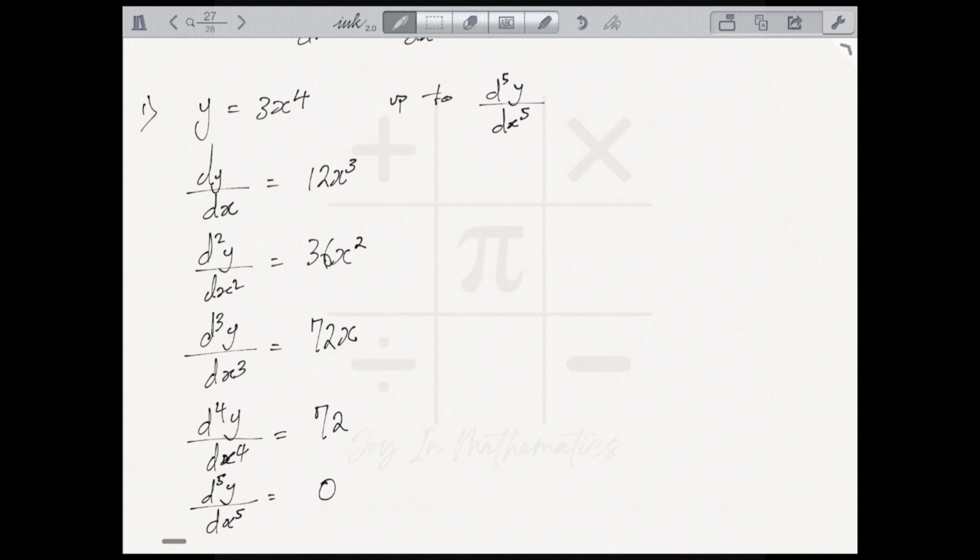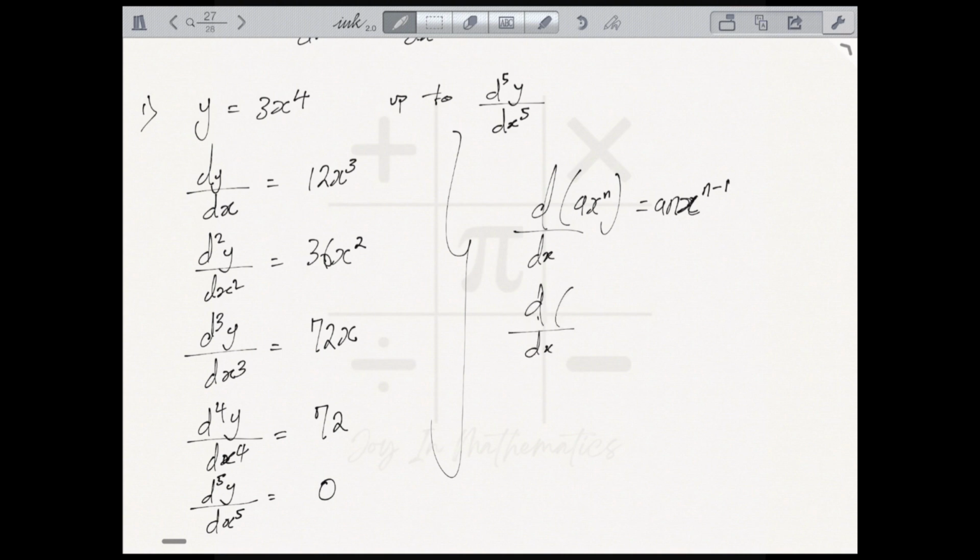Now all these are applications of our second video, which says that when we differentiate a function a x raised to power n, we get a n x raised to power n minus 1. And notice that the differentiation with respect to x of a constant is equal to 0.